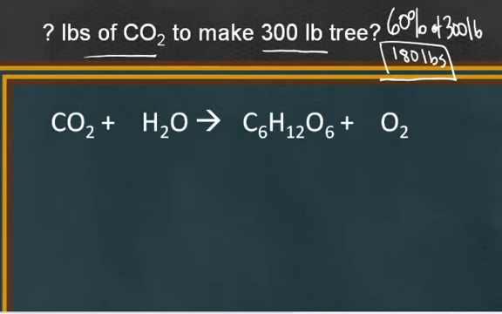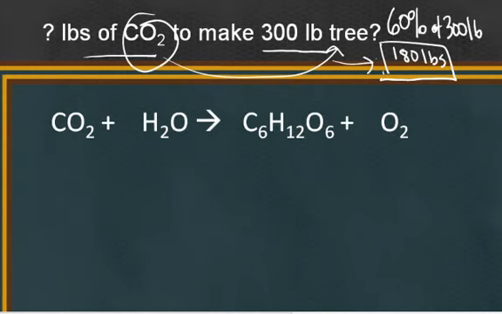All right, so in order to answer a quantitative question like this about a chemical change, because really it's a chemical change from carbon dioxide to the tree, in particular the cellulose in the tree, we're going to need to use a chemical reaction. And the chemical reaction we're going to use to answer this question is the famous photosynthesis reaction.